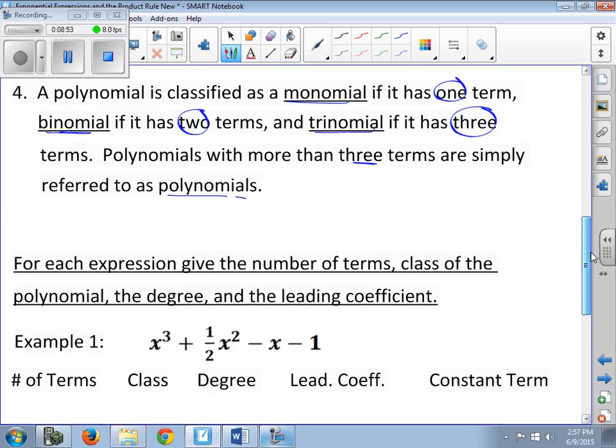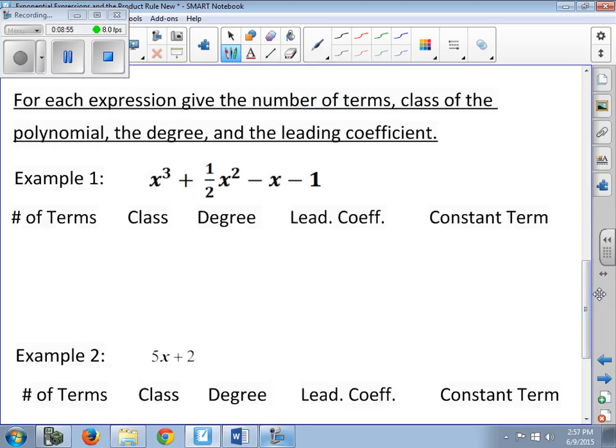Now, for each of the polynomials, we want to give the number of terms, the class, the degree, and the leading coefficient. So let's start off with this first polynomial, x cubed. The number of terms, let's see, there's 1, 2, 3, 4 terms. Terms are separated by the pluses and the minuses. There's 4 terms. The class is a polynomial.